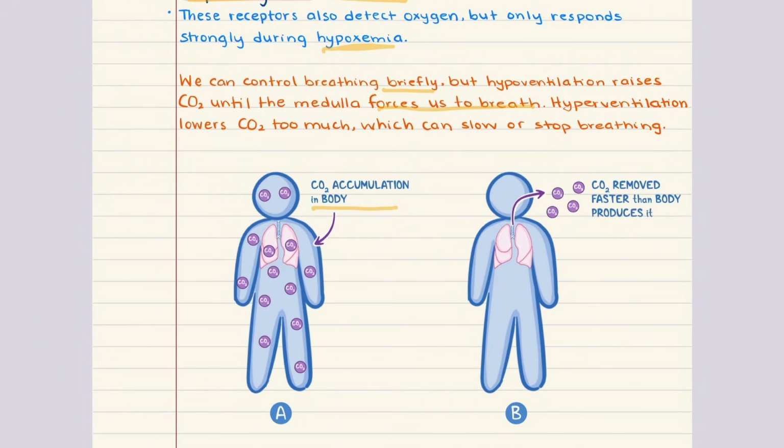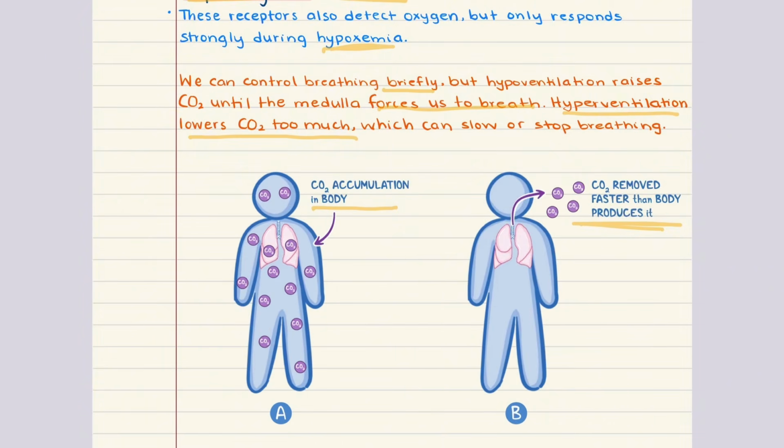On the other hand, if you're hyperventilating or breathing too rapidly, you're going to remove too much carbon dioxide from your body. And this drop in carbon dioxide can lead to alkalosis. And if levels get too low, it can actually cause you to faint or stop breathing because the medulla doesn't sense a strong enough carbon dioxide signal to continue ventilation.